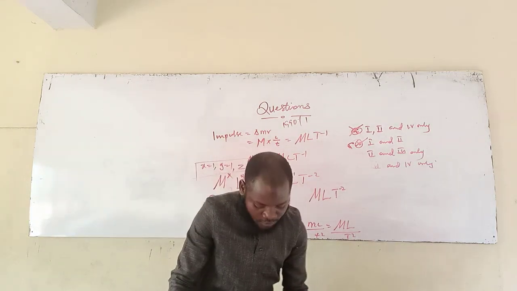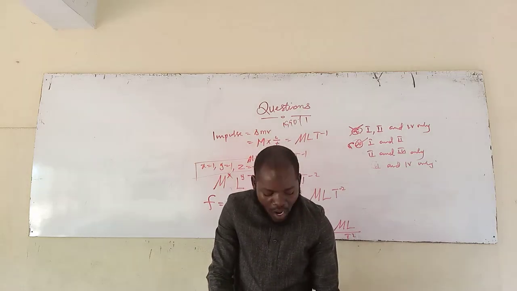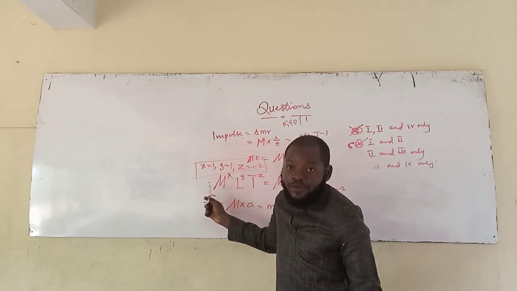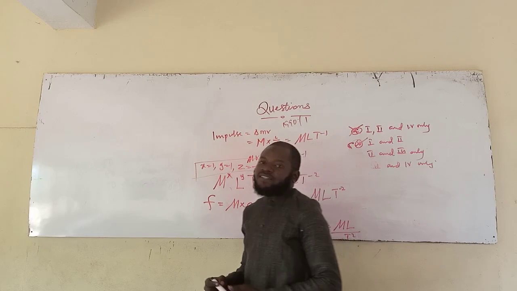So let's check the options. Option A, minus 1, 1, 2. Can that be the answer? No. Option B, 1, 1, minus 2. And that's the correct one, the correct answer.